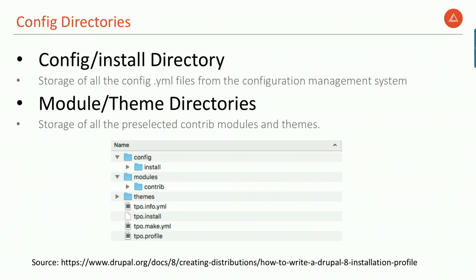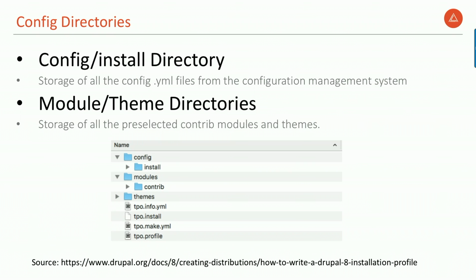But the other directories here are the config directory, and then within the config directory there's a directory called install, and that's where essentially through the configuration management system you can take an operating site, and if you have everything built the way you want, you can do a config export, grab that directory, and then place it in here, and Drupal will be configured with all of those configurations just as the site that you pulled it from.